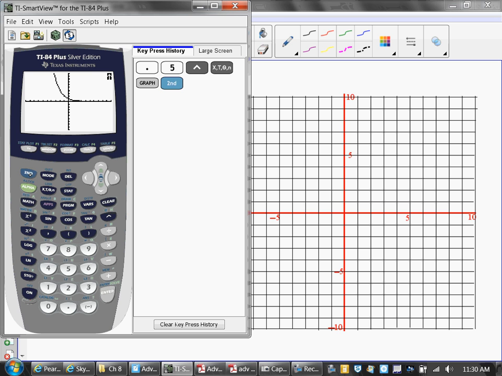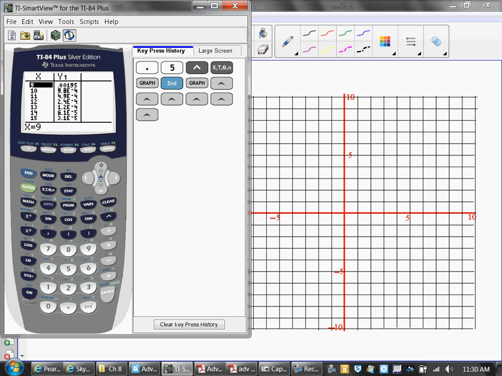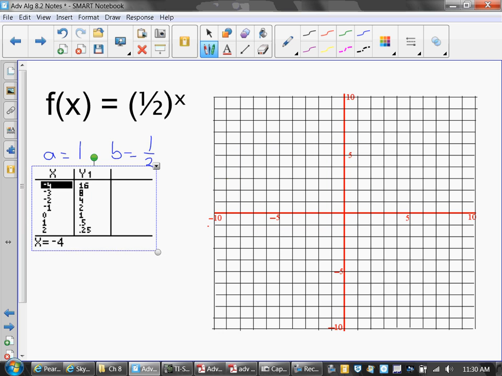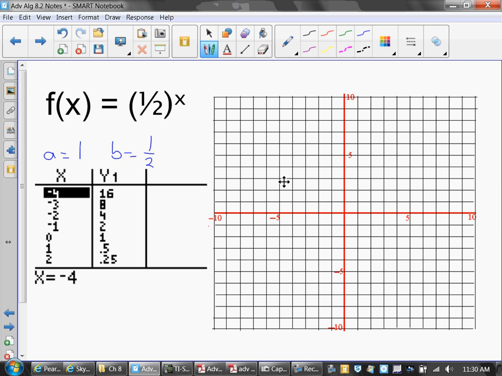We still go to our table function. It's like scientific notation. You can see how it's getting to become a really, really small number. So once again, I start out with my graph, and I bring my table around. At -3, it was 8. At -2, it's 4. -1 is 2. 0 is 1. 1 is 1/2, and so on.